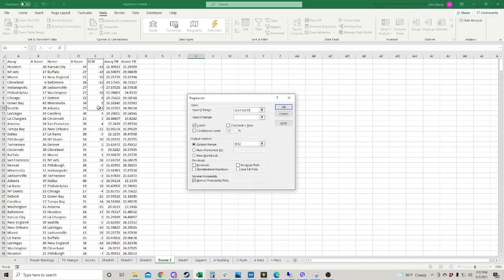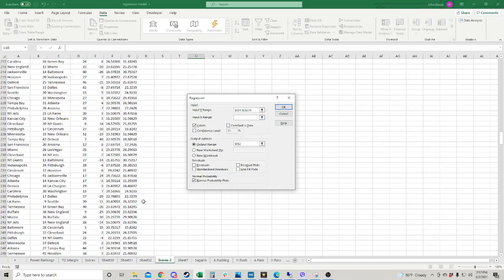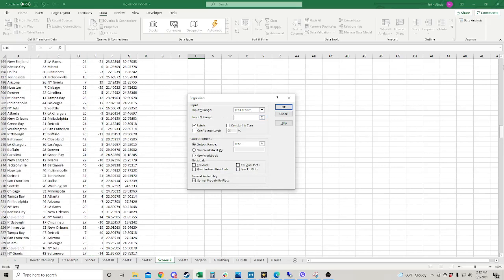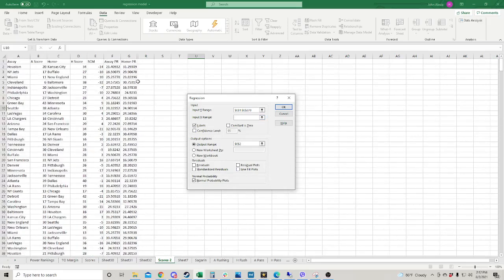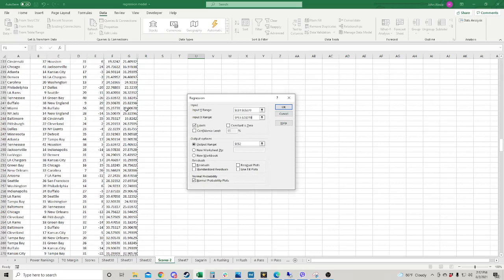So we're going to take this entire column, scoring margin, and that's going to be my Y range. That's my dependent variable. What's my X range? Well, I want to know how does the power rankings affect scoring margin. So I need to know my away power ranking and my home power ranking. Now, unlike before, we're now adding two different variables into the equation, and we'll see how that works.